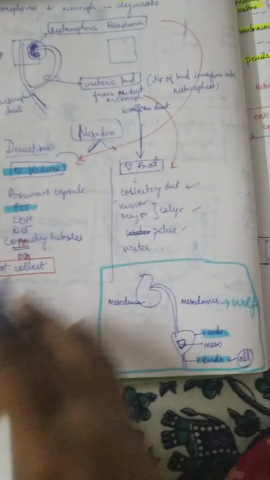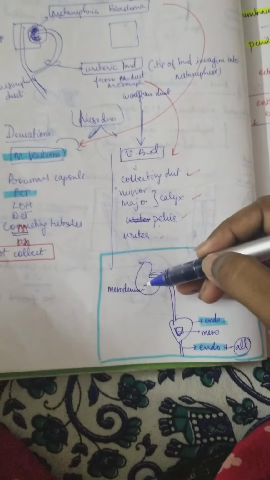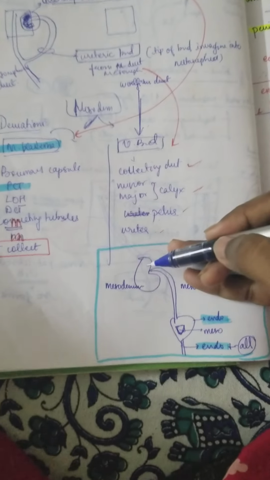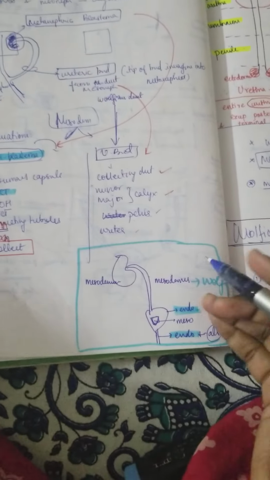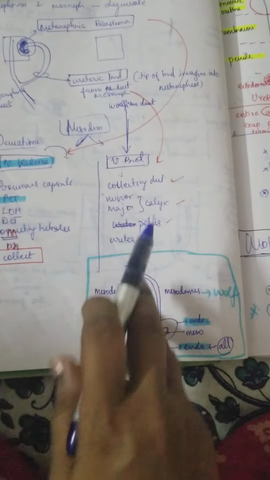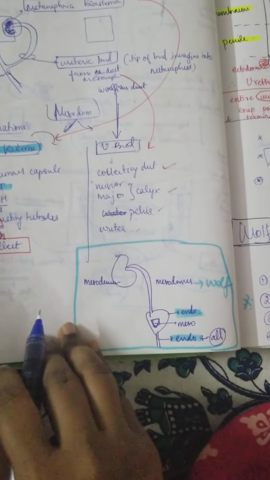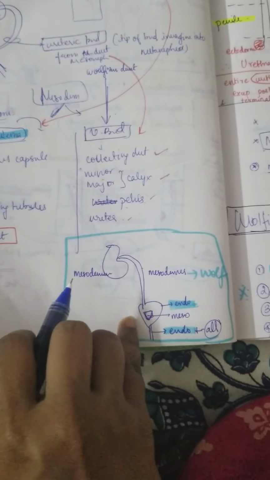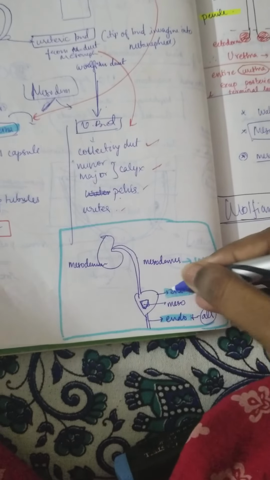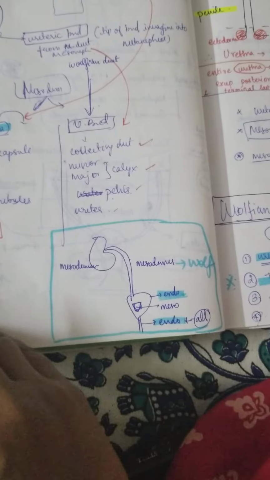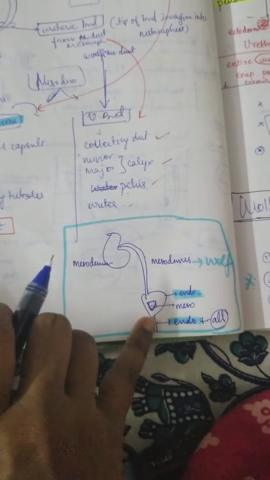Now, we saw that the kidney is from the intermediate mesoderm. The ureter is also from the mesoderm, and the trigone is also from the mesoderm. Only two things differ: the urinary bladder, which is from the urogenital sinus, made up of endoderm, and the urethra, which is also made up of endoderm mainly.